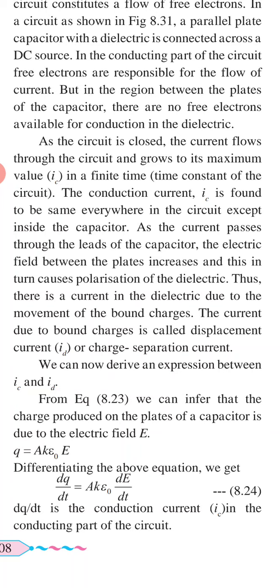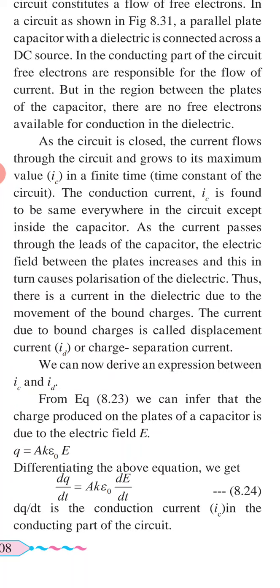The current due to bound charges is called displacement current or charge separation current. Again, note that there is a current in the dielectric due to movement of bound charges, and this current is called displacement current or charge separation current. So we can now derive an expression for IC and ID.